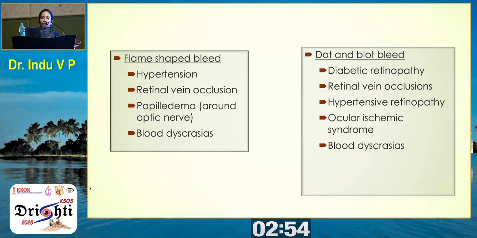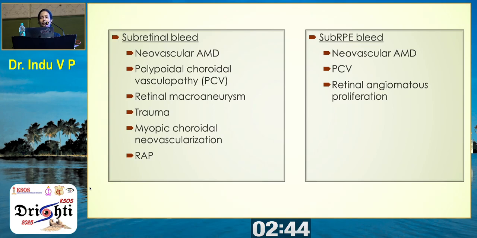Flame-shaped and dot and blot hemorrhages usually have a common pathology, usually due to systemic vascular problems like hypertension, diabetes, occlusive diseases, even blood dyscrasias. And subretinal and sub-RPE bleeds can again have a similar pathology, most commonly due to neovascular AMD, PCV, RAP, or trauma.